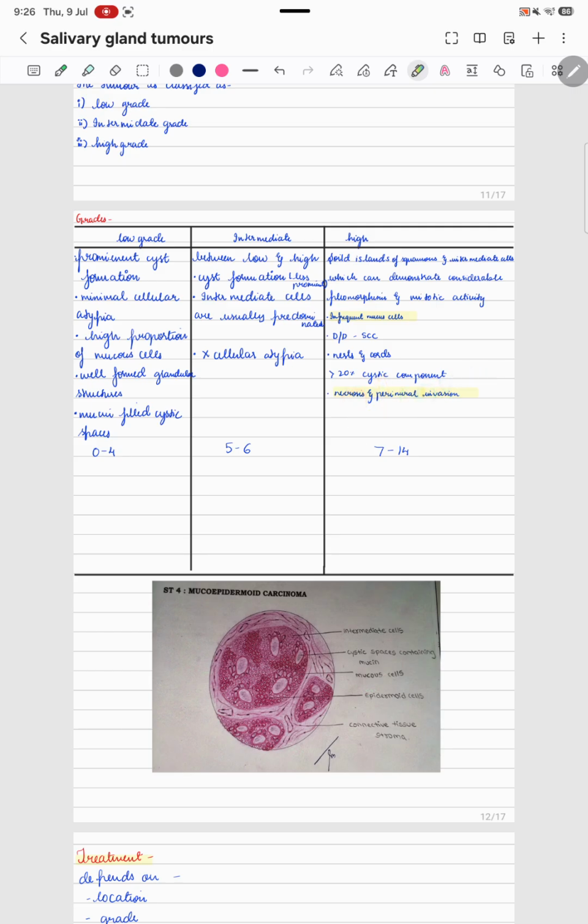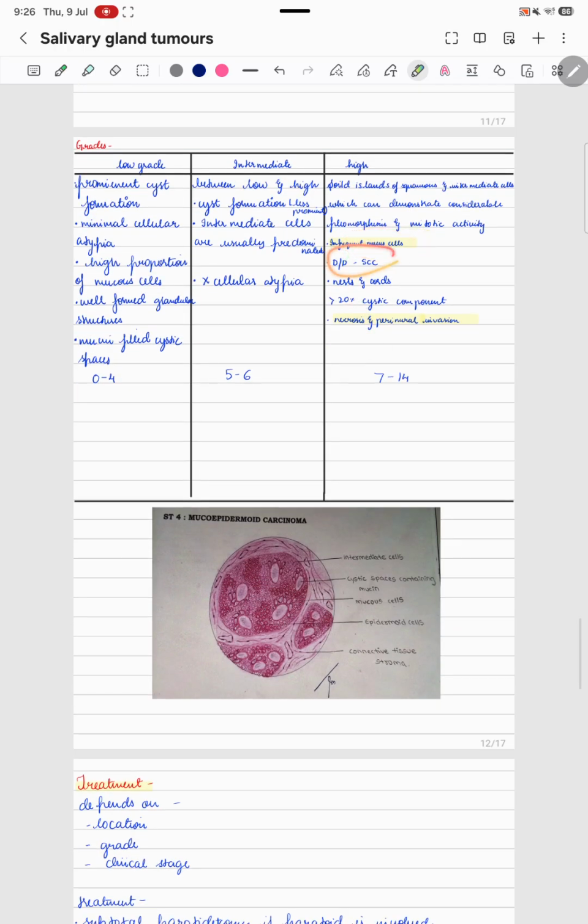Okay, and then you see infrequent mucous cells. Now the DD for this could be squamous cell carcinoma. They proliferate in nests and cords. Okay, less than to almost no cyst component. Necrosis and perineural invasion is seen.